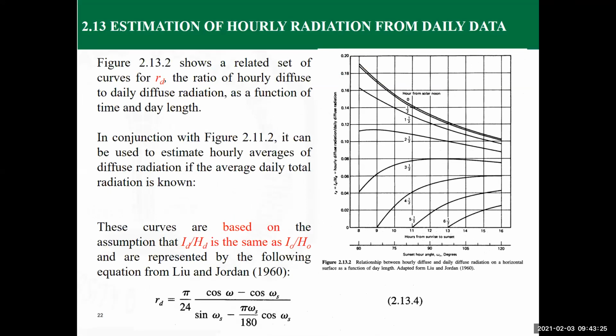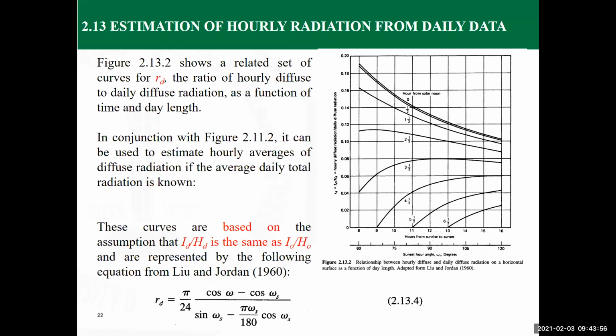We have a figure here that shows a set of curves for RD. Here we are talking about the diffusion or the diffuse fraction. So similar to what we have seen earlier. Earlier it was for the total radiation. Here we are talking about the diffuse radiation. And some sort of a similar figure has been shown here. And here the ratio basically of ID over HD is given RD. So the subscript D is used here to indicate diffuse radiation.